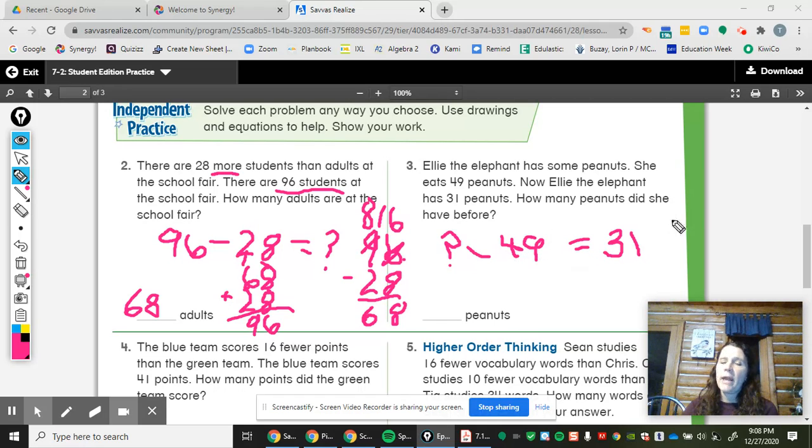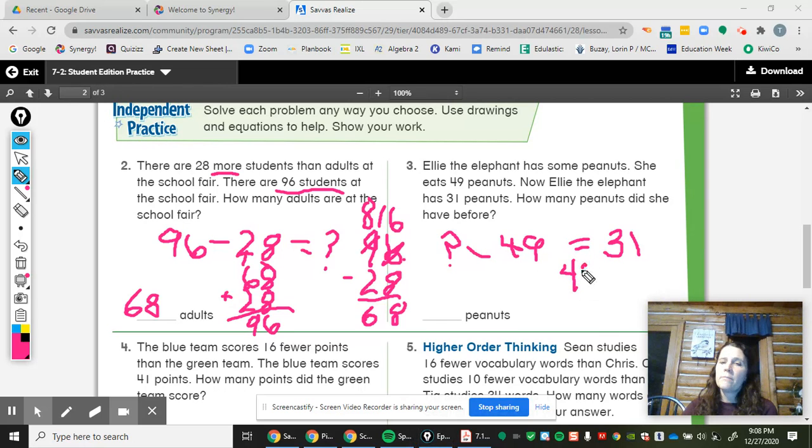Again, how do I know I'm going to add them? Because that first number in a subtraction problem is the whole, and we don't know what that is. It said Ellie had some peanuts, but we don't know how many. So if we don't know what the whole is and we have a part and a part, we're going to add. So let's stack it.